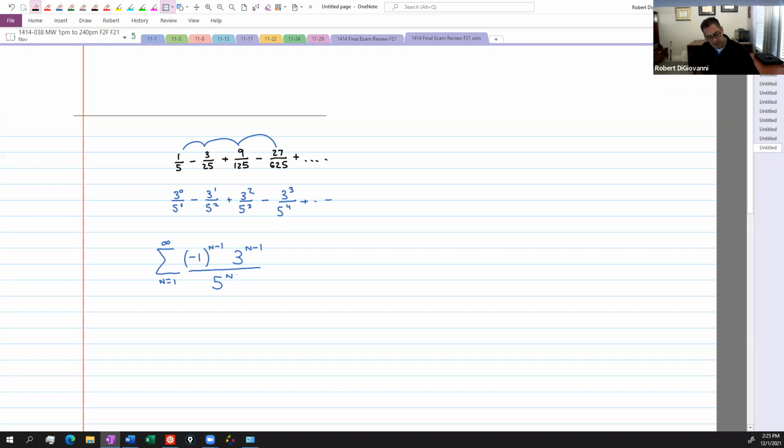I need to change this down here to a -1 + 1. That way I can peel off something and it should look like the geometric. So I'm going to rewrite this as -1 to the n-1, 3 to the n-1. On the bottom, I have 5 to the n-1 times 5. Peeling off that 1, 5. And then all 3 of these are to the n-1.